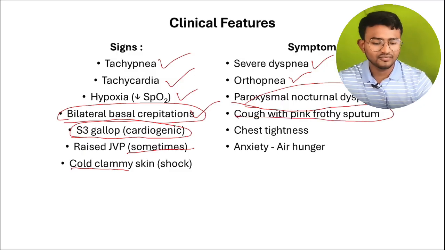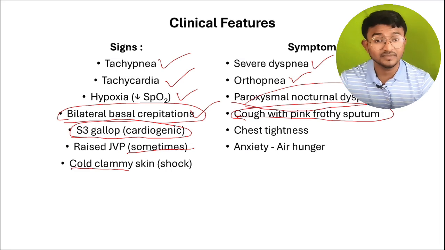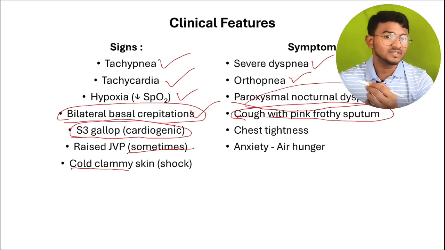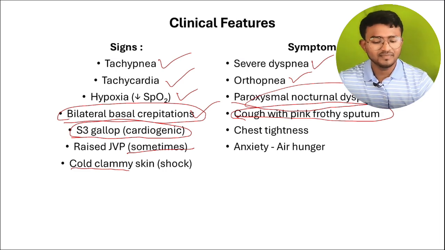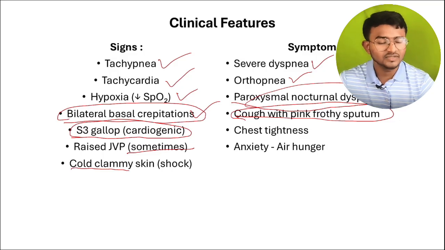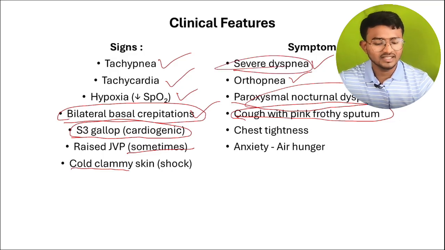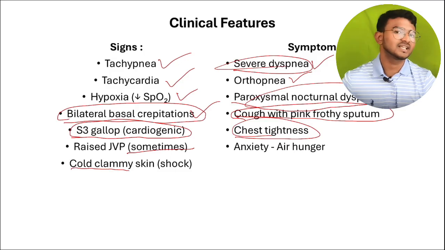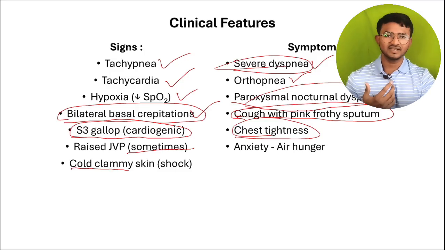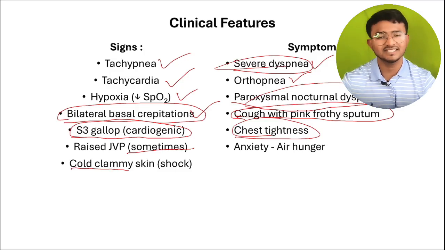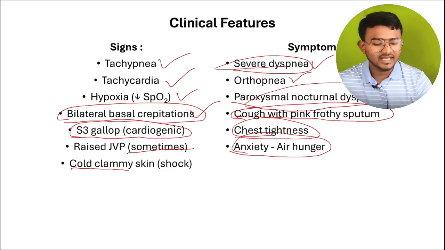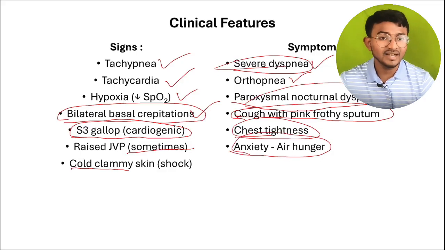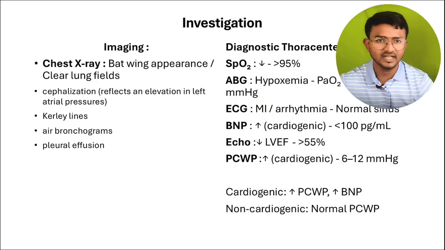Next, cough with pink frothy sputum. This is the symptom we saw in the clinical scenario. So, cough with pink frothy sputum and severe dyspnea. Because of impaired gas exchange, the patient will get chest tightness and breathing problems. Next, because of that, anxiety and air hunger. So these are the symptoms of pulmonary edema.